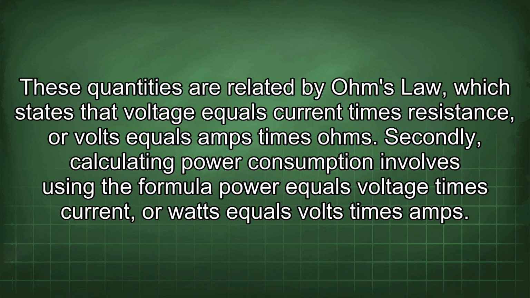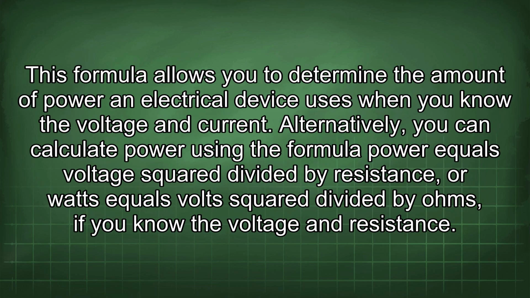These quantities are related by Ohm's law, which states that voltage equals current times resistance, or volts equals amps times ohms. Secondly, calculating power consumption involves using the formula power equals voltage times current, or watts equals volts times amps. This formula allows you to determine the amount of power an electrical device uses when you know the voltage and current. Alternatively, you can calculate power using the formula power equals voltage squared divided by resistance, or watts equals volts squared divided by ohms, if you know the voltage and resistance.